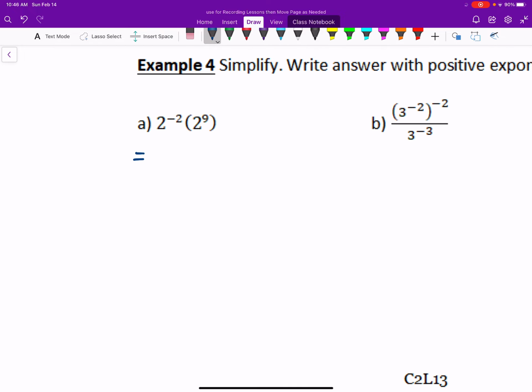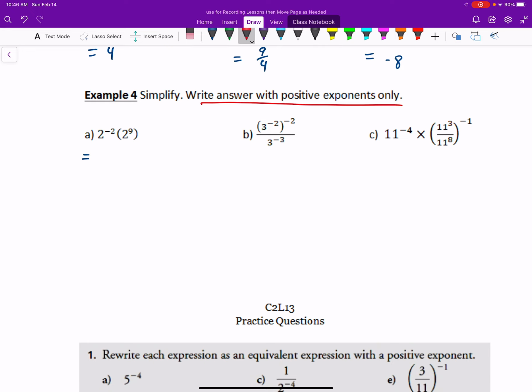Okay, so you'll often see this instruction about writing with positive exponents only. What you do in this case is you simplify first, forget about that part of it, and then when you're done, look and see if there's any negative exponents, and if there are, then you deal with them by turning them into fractions like we've done above. So I'll start by just multiplying these together. 2 to the negative 2 times 2 to the negative 9 means I'm going to add those exponents and end up with 2 to the positive 7. So no need to do anything with negative exponents. And it doesn't ask me to simplify it any farther, so I'll just leave it as a power.